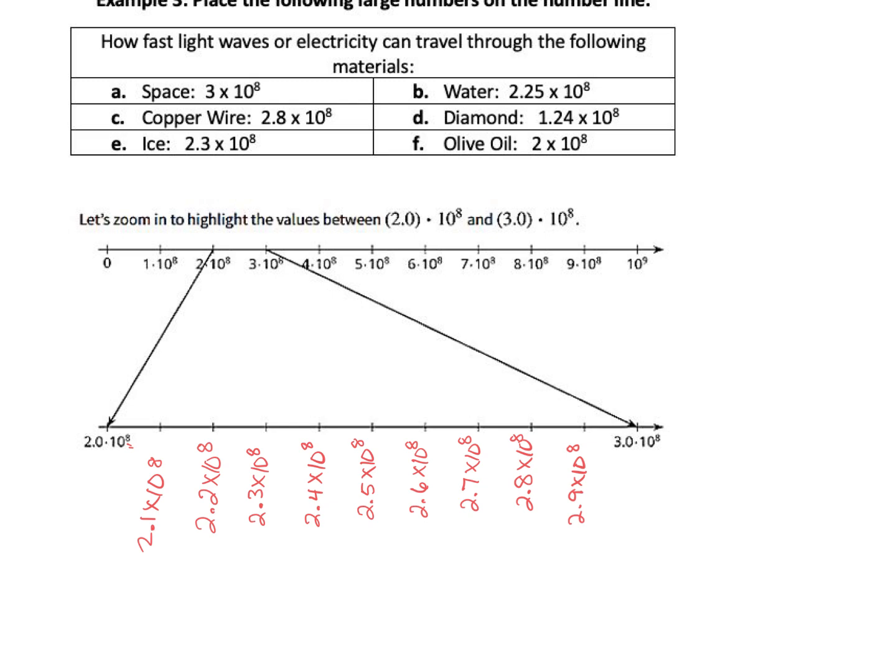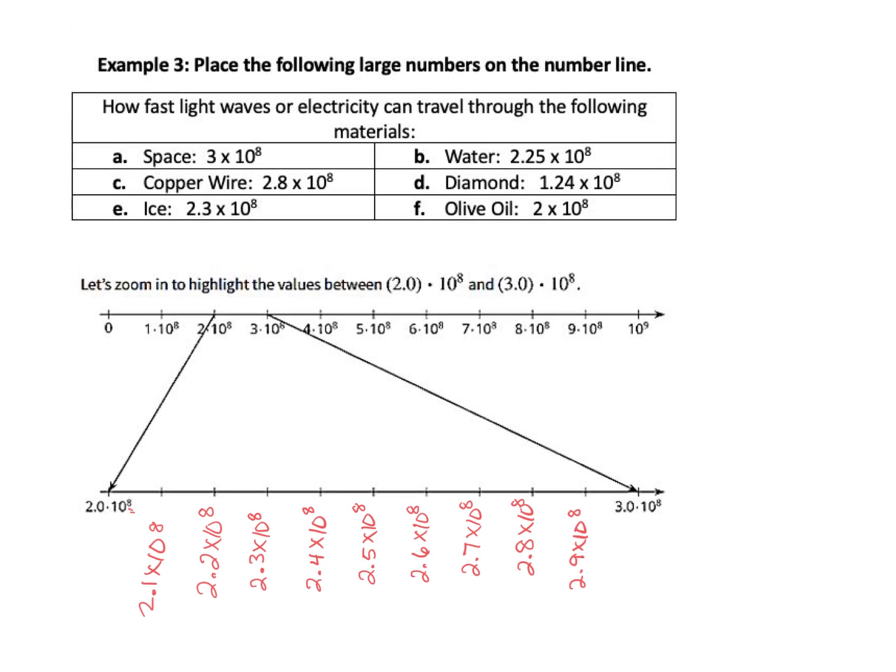Okay, so notice how this piece is a blown up piece between these two. We took this 2 and made it bigger and it came down here, and notice how we're doing all the decimals between 2.0 and 3.0. Okay, so now we're going to look at our numbers. First of all, we have space. Space is 3 times 10 to the 8th. Well, we can plot that point. So right here is space. And notice how this one is the same. That is also space. They're the same number.